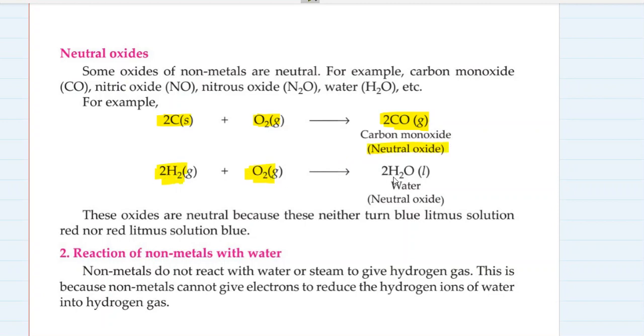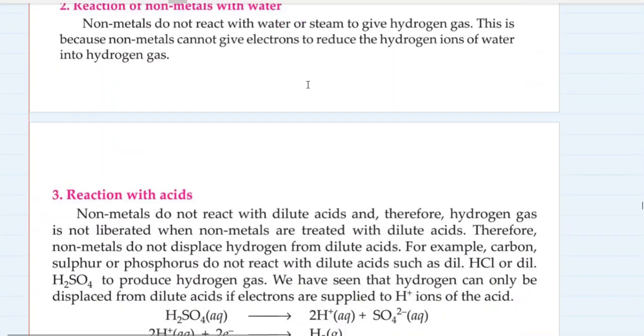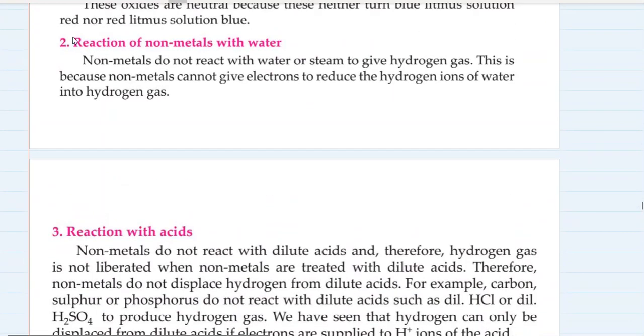Hydrogen, when it reacts with oxygen, forms water, which is a neutral oxide. Remember the examples of neutral oxides. When these neutral oxides are treated with litmus solution, they do not change its color, neither blue nor red. No color change is observed. Then the reaction of non-metals with water. See, non-metals do not react with water or steam to give hydrogen gas because non-metals cannot give electrons to reduce the hydrogen ions of water into hydrogen gas.